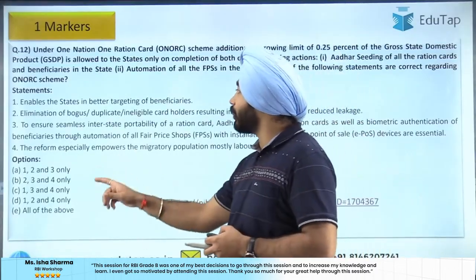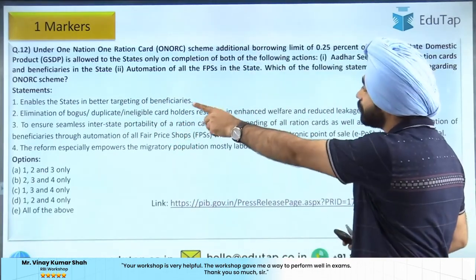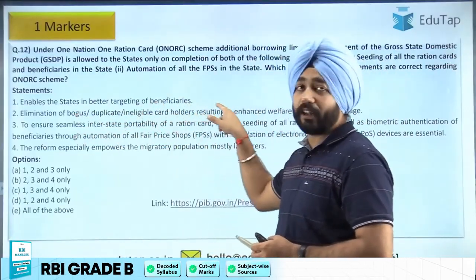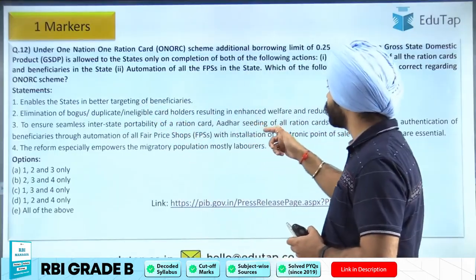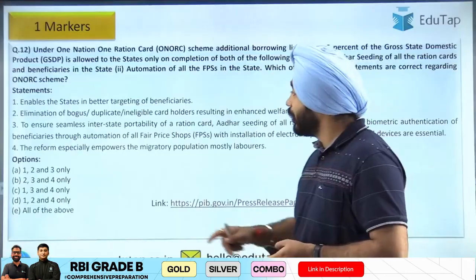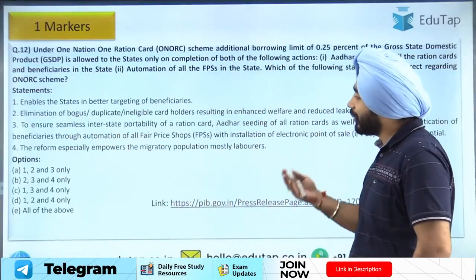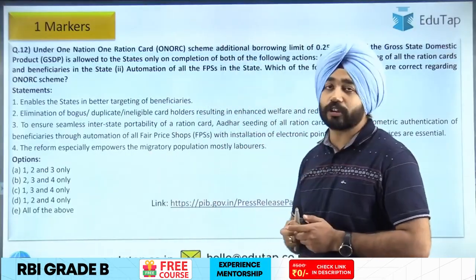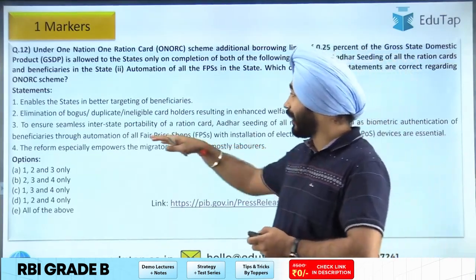So coming to the question, it is basically asking which of the following statements are correct regarding the One Nation One Ration Card scheme. It enables the state in better targeting of beneficiaries. Second is elimination of bogus duplicate card holders so that it could result in enhancing welfare and reduction of leakage. It will ensure seamless interstate portability of ration cards, Aadhaar seedings, and the reforms especially empower the migratory population, mostly laborers. So if you have a basic idea of the scheme, you can solve this question.